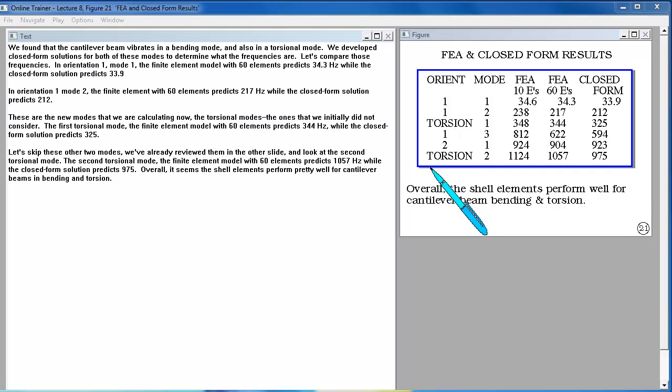And look at the second torsional mode. The second torsional mode, the finite element model with 60 elements predicts 1057 Hertz, while the closed-form solution predicts 975. Overall, it's seen that the shell elements perform pretty well for cantilever beams in bending and torsion.